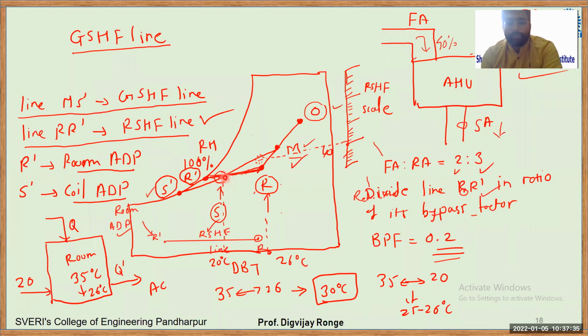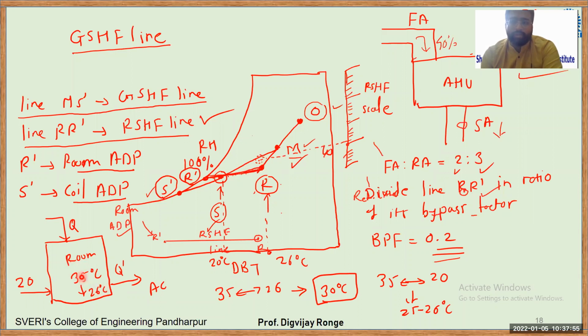Now you may say, sir, at the room we require this condition, so why are we supplying air at condition S? Now see here, the explanation is given here. This is a room which we have to maintain at 26 degrees Celsius.